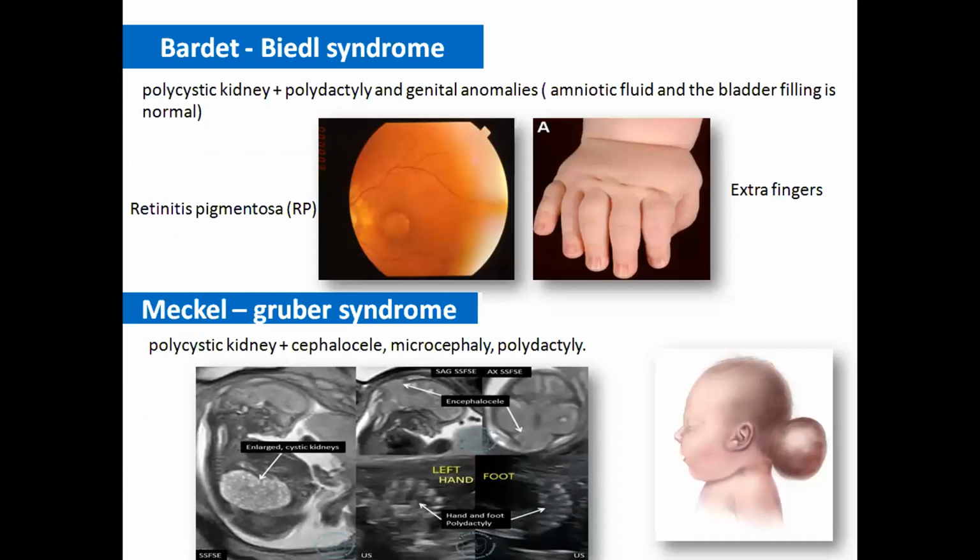Then another syndrome: sometimes polycystic kidneys are associated with other problems. You can get polydactyly and genital anomalies, and this is called Bardet-Biedl syndrome, where you can get extra fingers and retinitis pigmentosa. Another syndrome associated with polycystic kidney is Meckel-Gruber syndrome. You are getting polycystic kidney, cephalocele, microcephaly, and polydactyly.